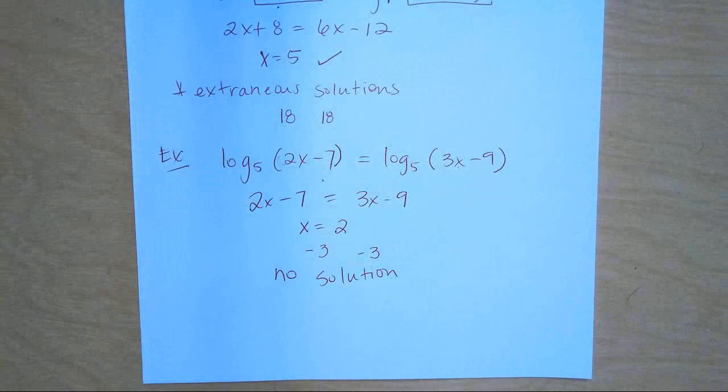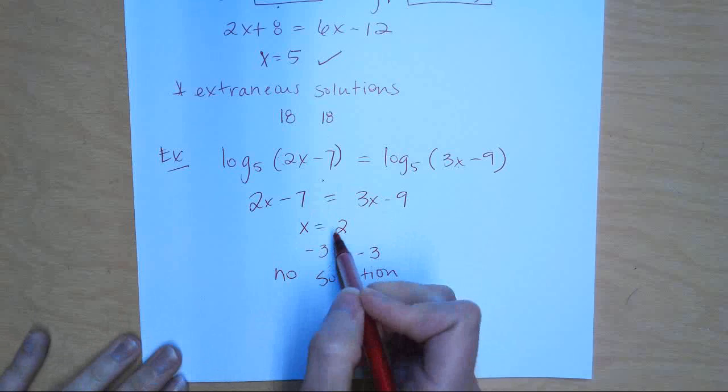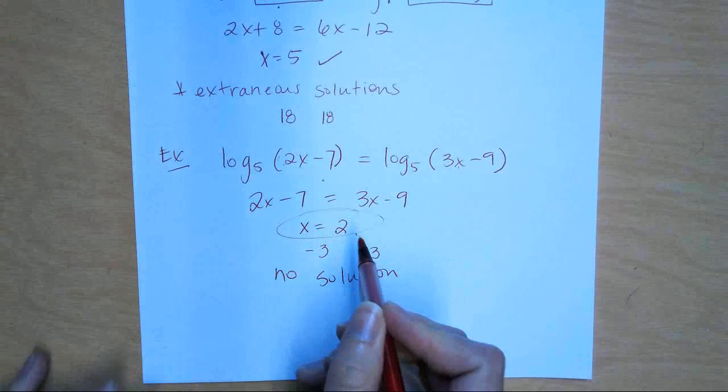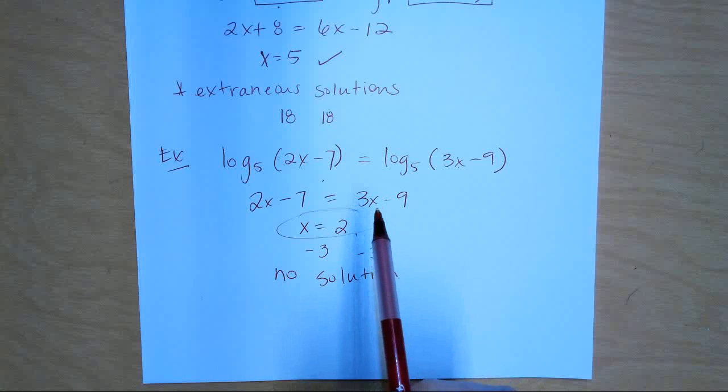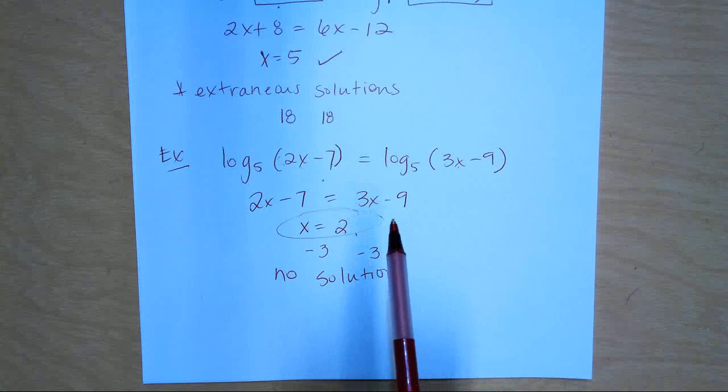Because x equals 2 is an extraneous solution. Some students get confused and they think that if x is equal to a negative, like if this is negative, then that's bad. That's not true. This can be whatever. It's when you plug it back in, does it give you a negative number? Make sense?